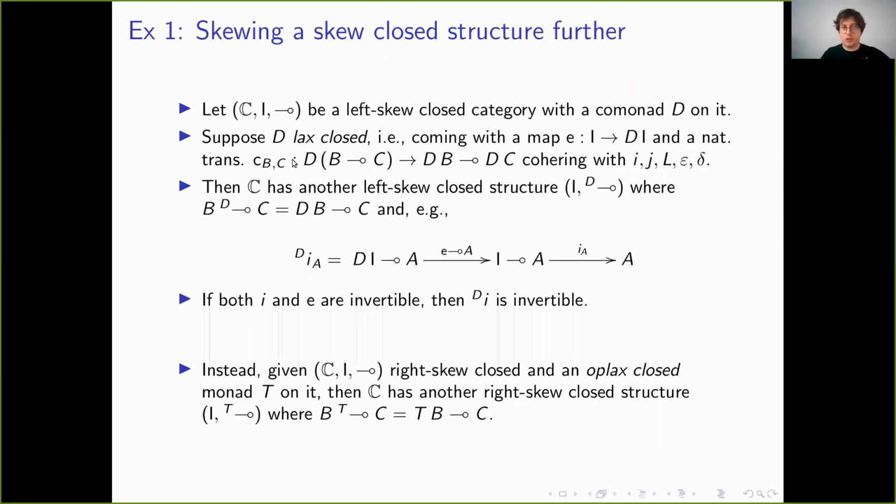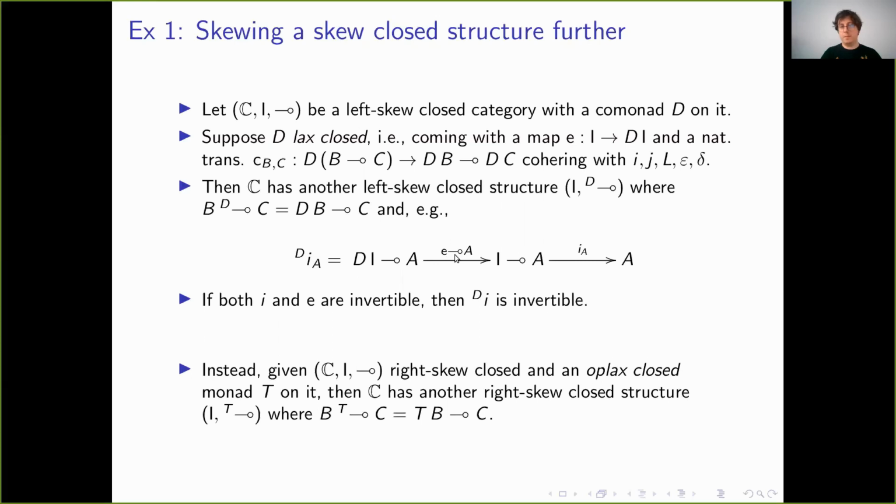If the comonad is lax closed, then you can define another left skew closed structure on C, where the unit is the same, and now the lolly is given as follows. B lolly C for this new lolly is just DB lolly C. This is the old lolly, applying the comonad to B. And then we can derive, for example, this is how you derive the new structure of I in this case.